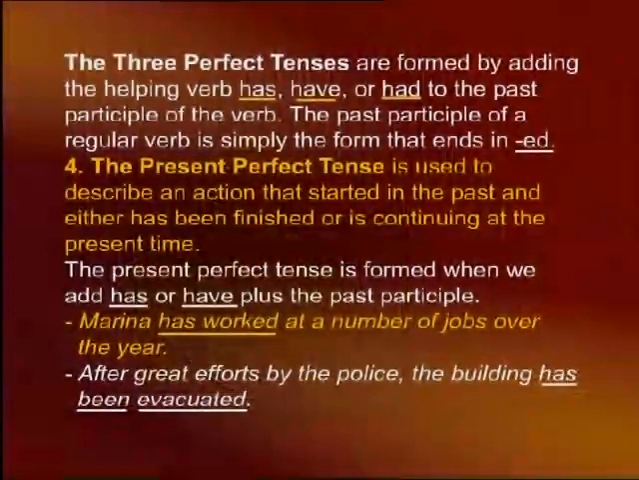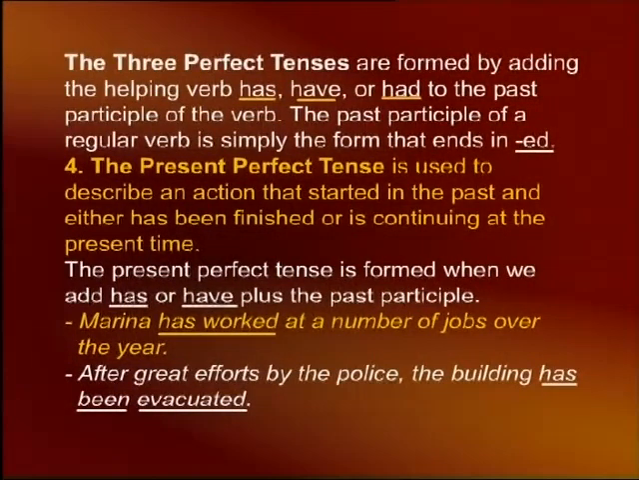Right? Now, we shall turn to the perfect tenses. Now, there are three perfect tenses. The first one, the perfect tenses are formed by using the helping verb have, has or had, and you add them to the past participles of the verb. And you know, the past participle of a regular verb is simply the form that ends in ed. Let us look at the present perfect tense. That's the first of the three perfect tenses.